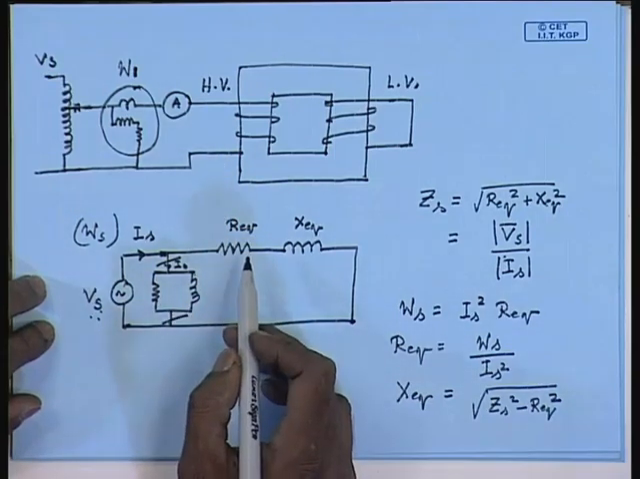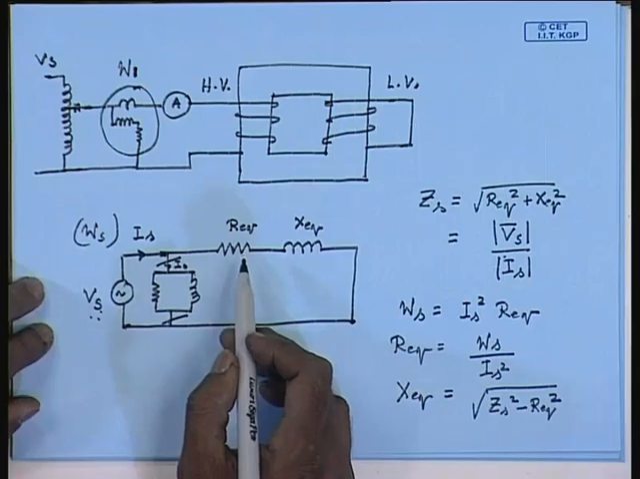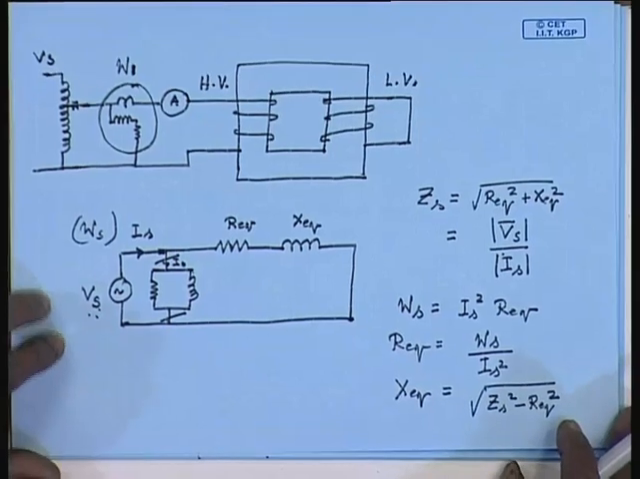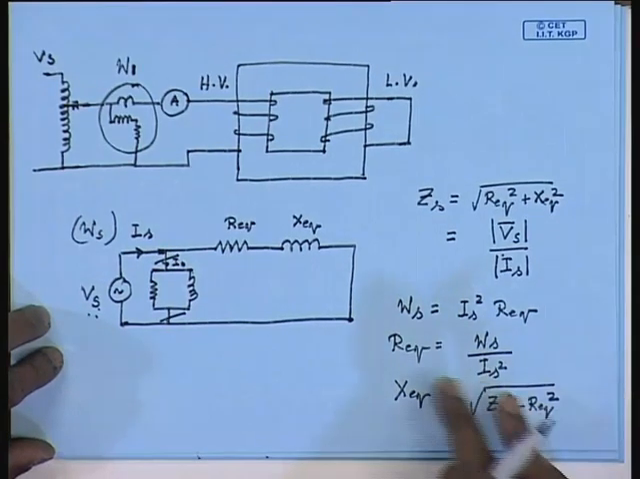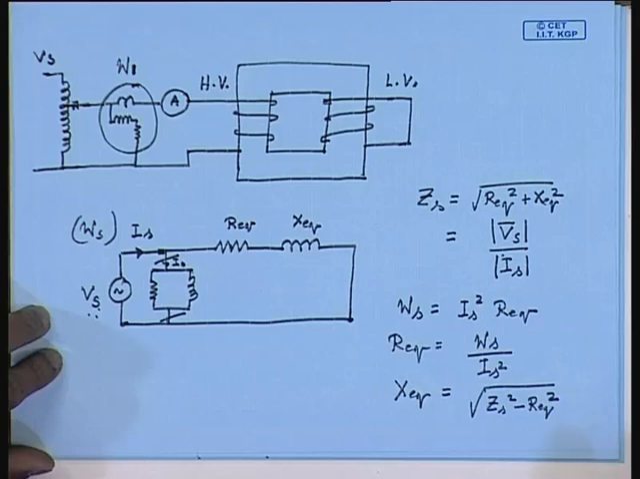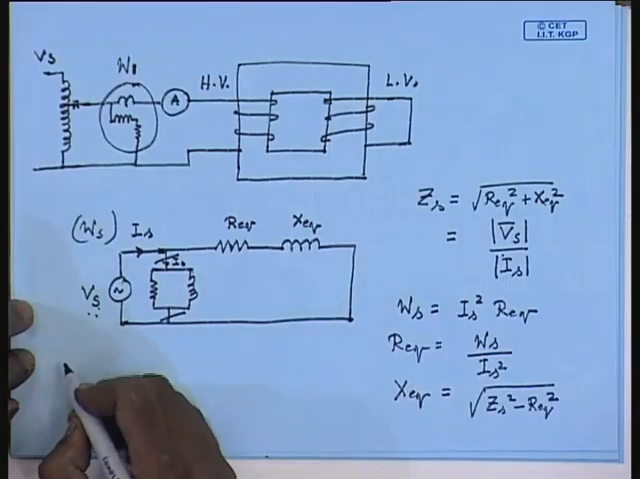Just as in this, Req and Xeq are now found referred to the HV side. Please remember the shunt branch parameters Rm and jXm were found referred to the LV side. It is possible to either refer Rm-Xm to the HV side or Req and Xeq to the LV side by the appropriate turns ratio and arrive at a complete approximate equivalent circuit of the transformer referred to either HV side or LV side.